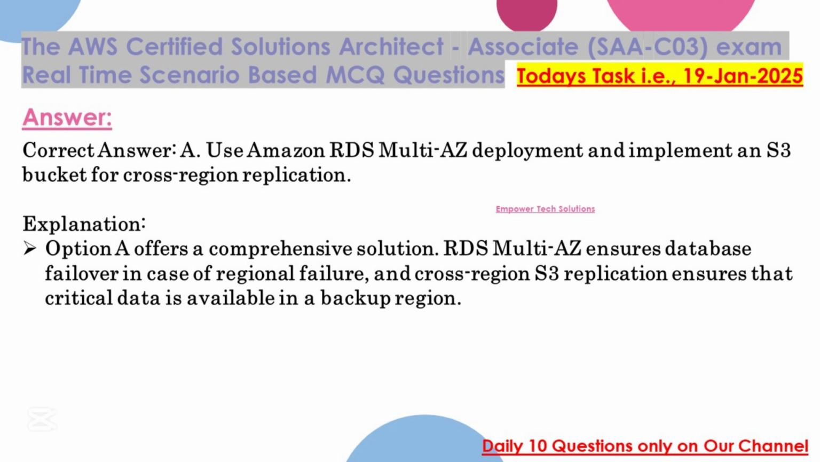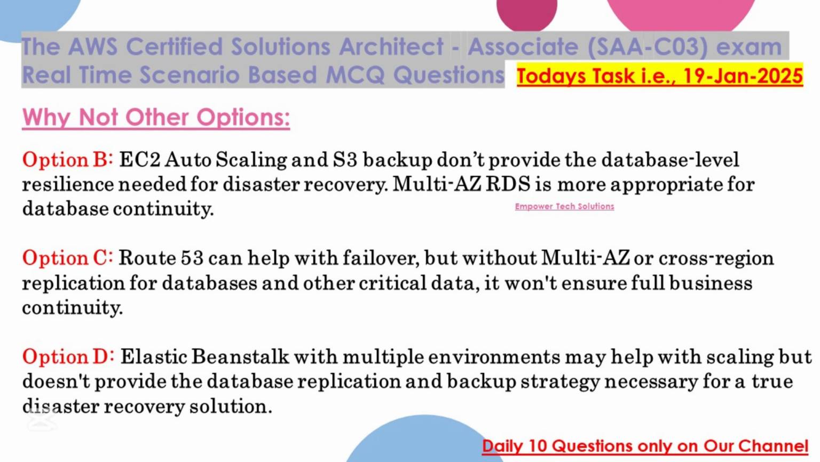Correct answer: A. Use Amazon RDS multi-AZ deployment and implement an S3 bucket for cross-region replication. Explanation: Option A offers a comprehensive solution. RDS multi-AZ ensures database failover in case of regional failure, and cross-region S3 replication ensures that critical data is available in a backup region. Why not other options?